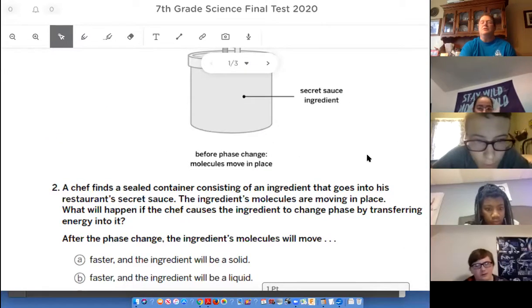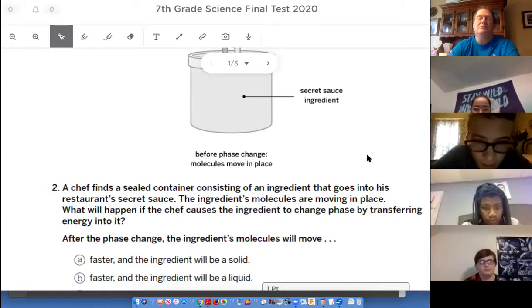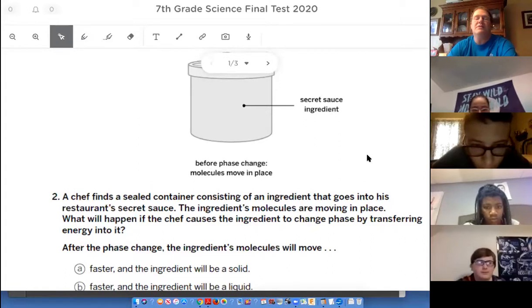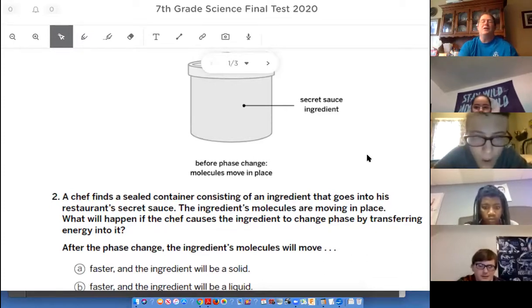Okay, question number two. If anybody needs me to slow down, make sure you chat that also. Number two, a chef finds a sealed container consisting of an ingredient that goes into his restaurant's secret sauce. The ingredient's molecules are moving in place. What will happen if the chef causes the ingredient to change phase by transferring energy into it?